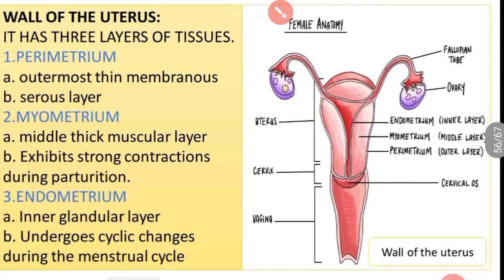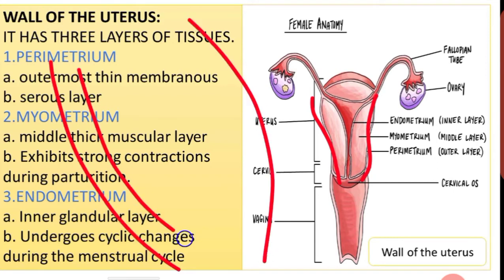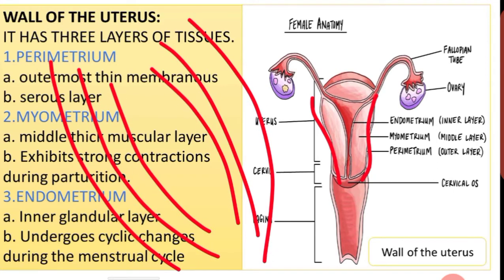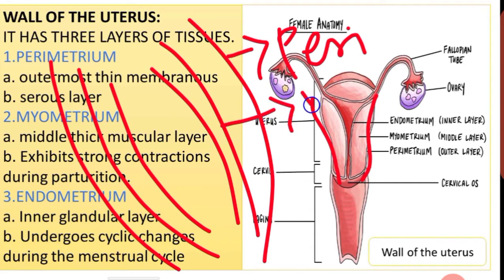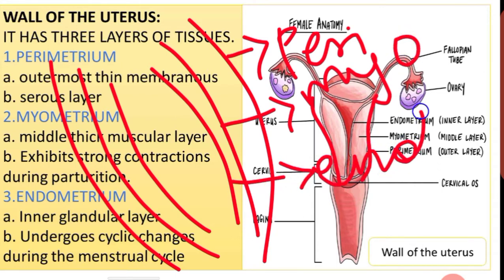Shall we move to the next topic? Wall of the uterus. The wall of the uterus has 3 layers of tissue. 1, 2, 3. Outermost layer perimetrium, middle layer myometrium, inner layer endometrium. These are the 3 layers of tissue present in the uterine wall.